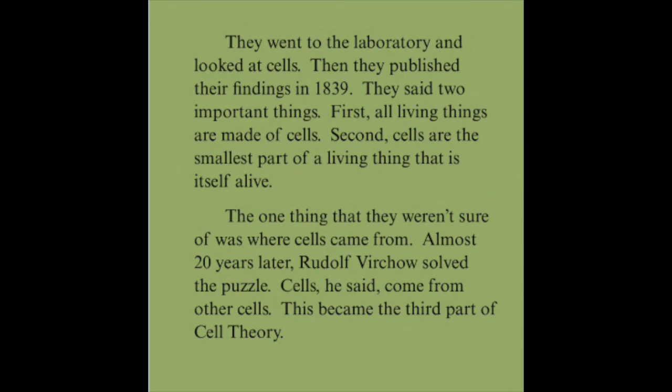They said 2 important things. First, all living things are made of cells. Second, cells are the smallest part of a living thing that is itself alive. The one thing that they weren't sure of was where cells came from. Almost 20 years later, Rudolf Virchow solved the puzzle. Cells, he said, come from other cells. This became the 3rd part of cell theory.